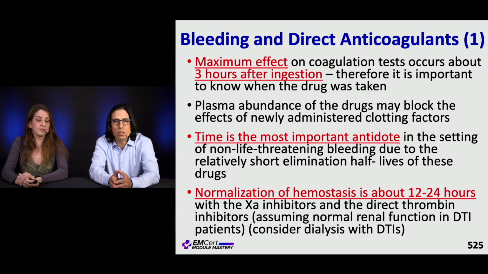Normalization of hemostasis usually occurs within 12 to 24 hours with the 10A inhibitors and the direct thrombin inhibitors, but again, that assumes normal renal function. You actually can do dialysis for direct thrombin inhibitors like dabigatran, and in the early experience with the drug and post-marketing, that's what was done for dabigatran overdose or excessive drug levels with severe bleeding.